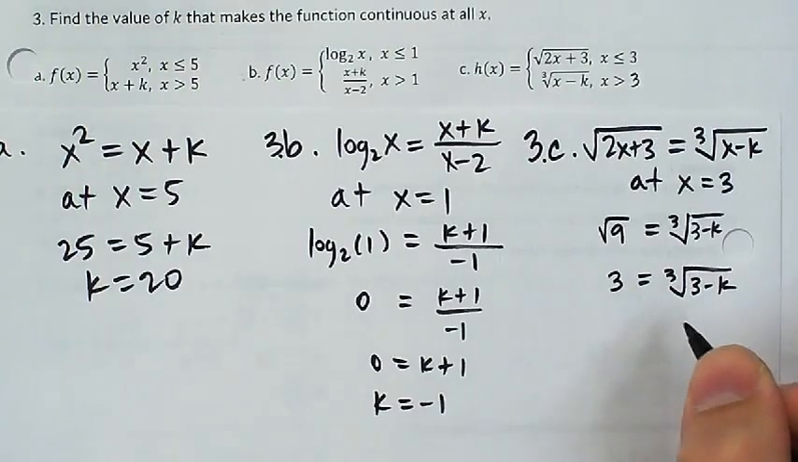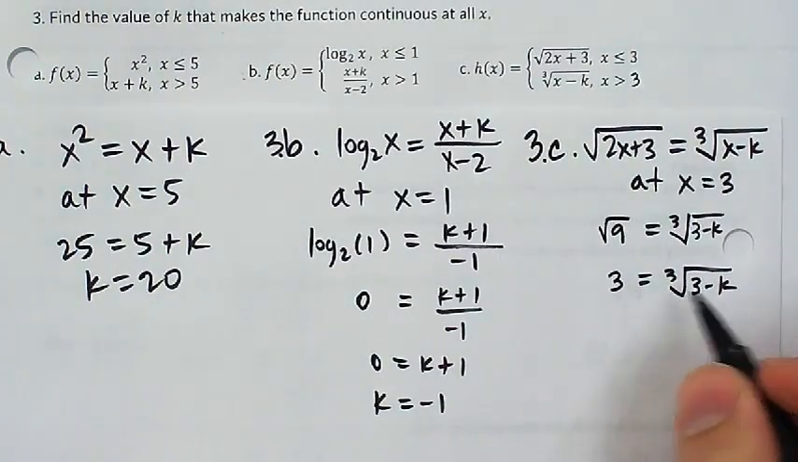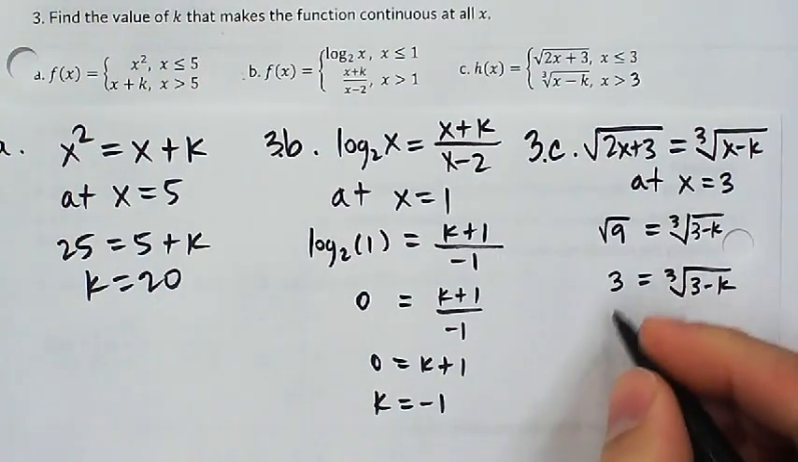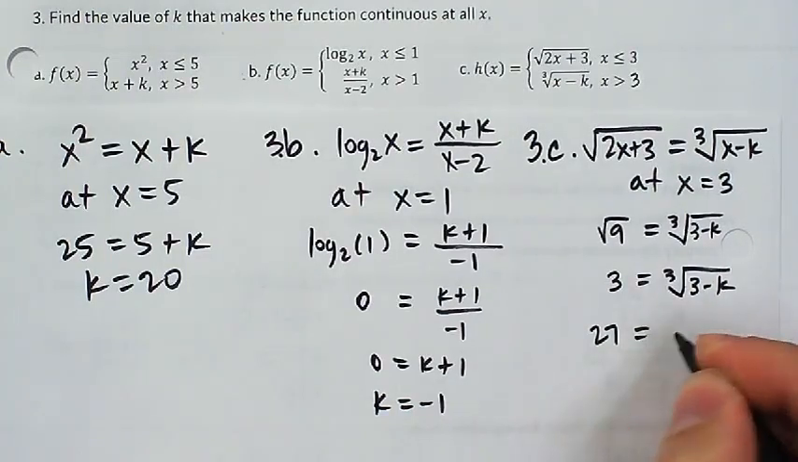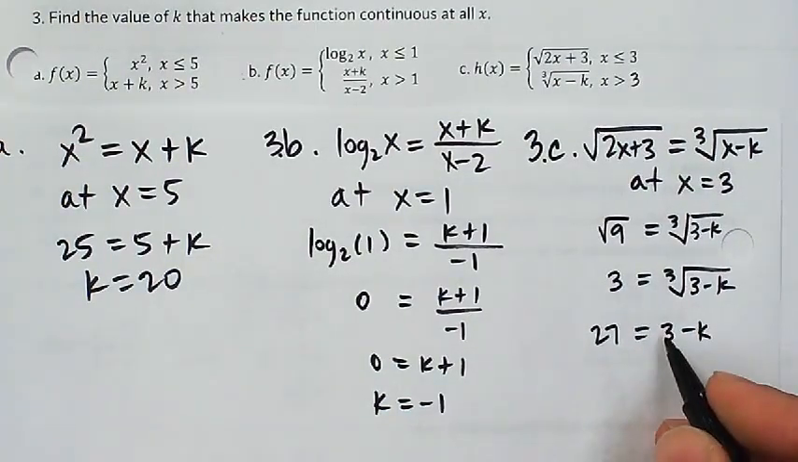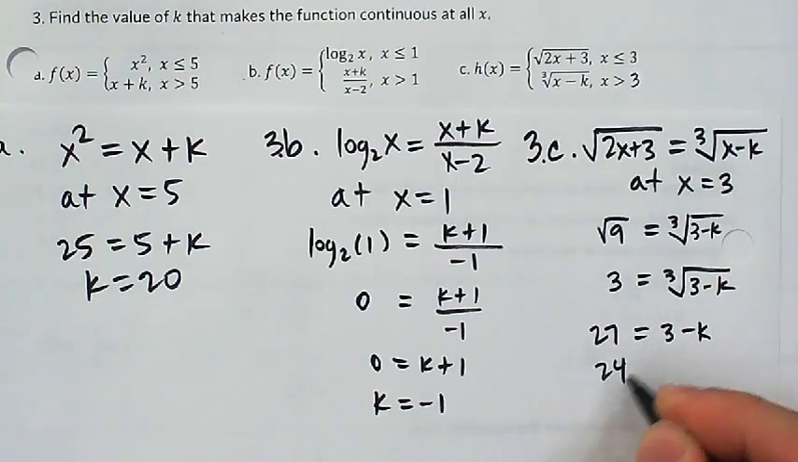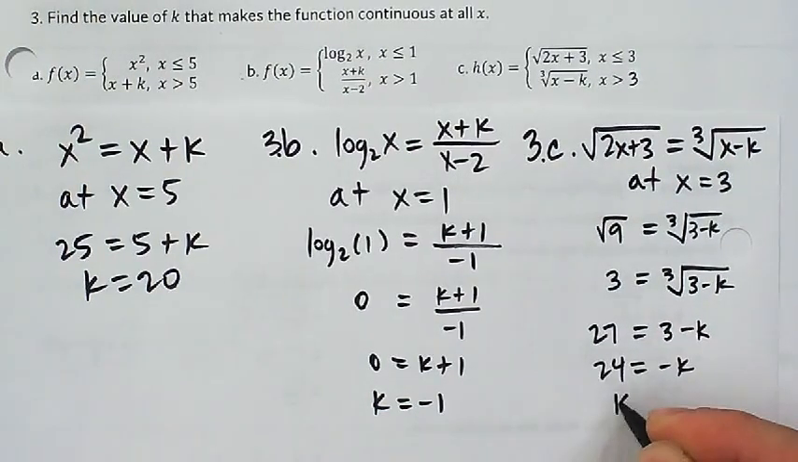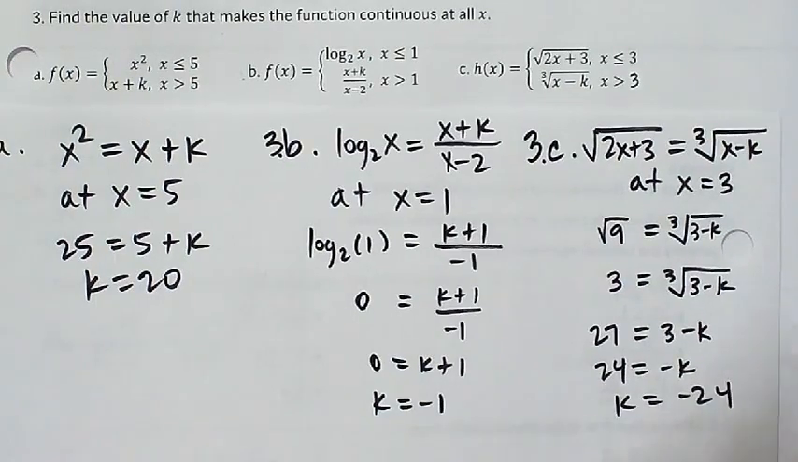And this is the type of equation we've learned how to solve in this class. We're going to take both sides to the third power to get rid of the cube root. So 3 to the third is 27. That's going to equal 3 minus k. And maybe I'll subtract 3 over here, and I get 24 equals negative k, so k is going to equal negative 24.